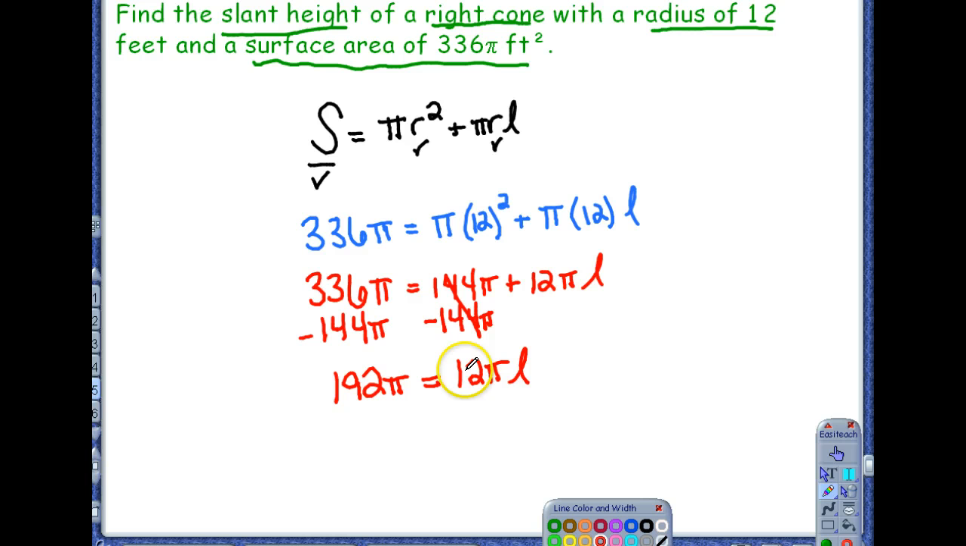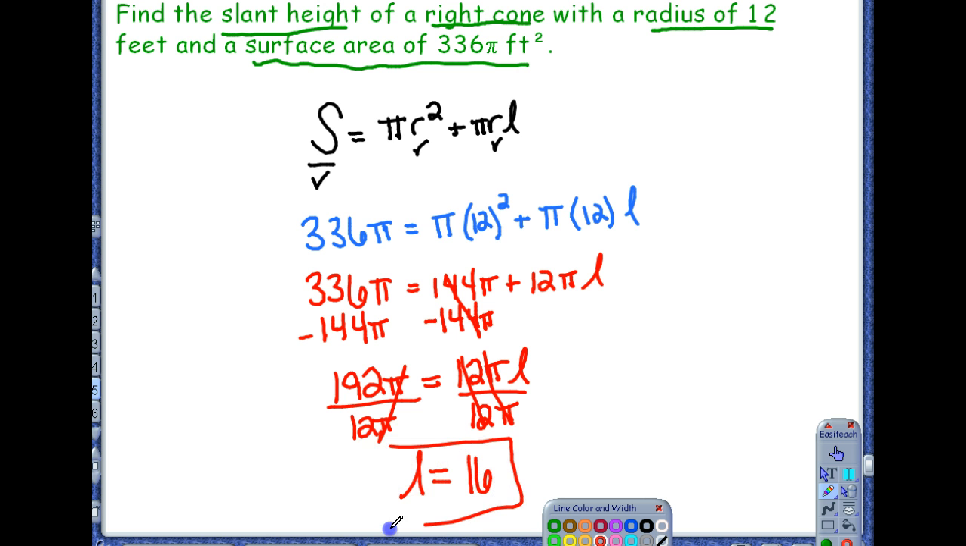Right. Now I want to get the L by itself, so I'm going to divide each side by 12 pi. Now, here's what I'm seeing. I'm dividing both sides by pi, and pi over pi is just going to cancel out. So I'm essentially just doing 192 divided by 12, and I already had 192 in my calculator, so my slant height is 16. Awesome. Notice this is feet. And this is feet. I was just going to say we have a label too.